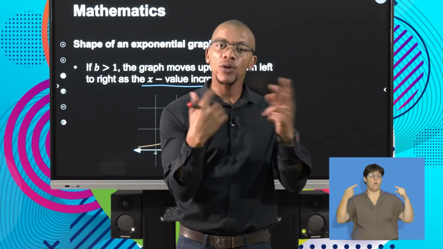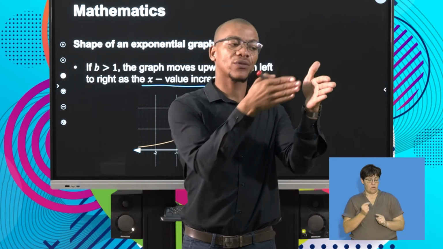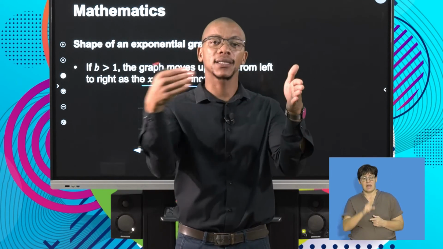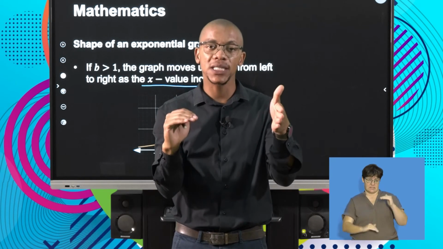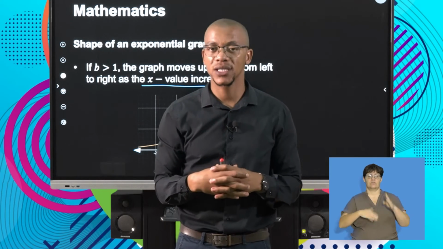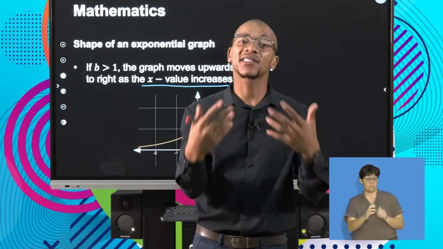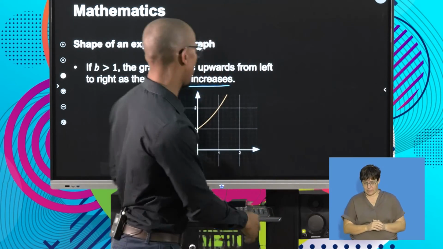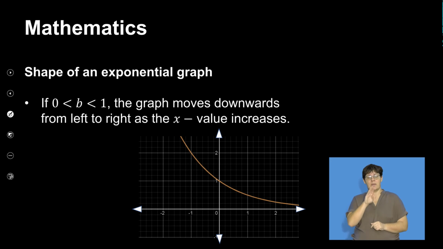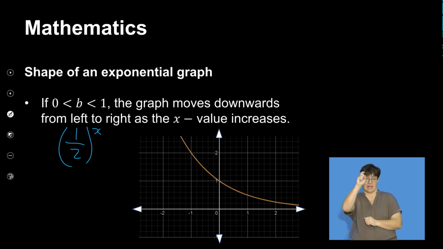But now the opposite will be true. As you're moving from left to right and x is increasing, but y is decreasing, we then call that a decreasing function. But let me show you a sketch of how that looks. Now, this is when b is greater than 0 but less than 1, right? So an example will be 1 over 2 to the exponent of x, right? So this is called a decreasing function, and we normally have arrows there.